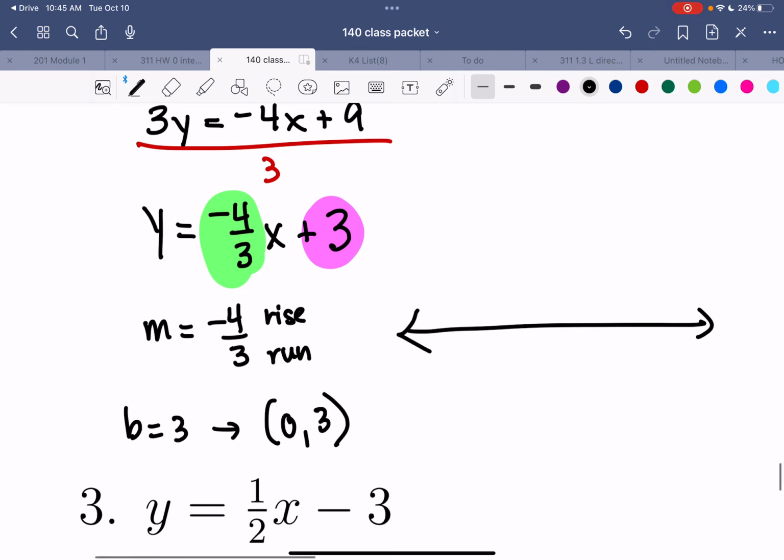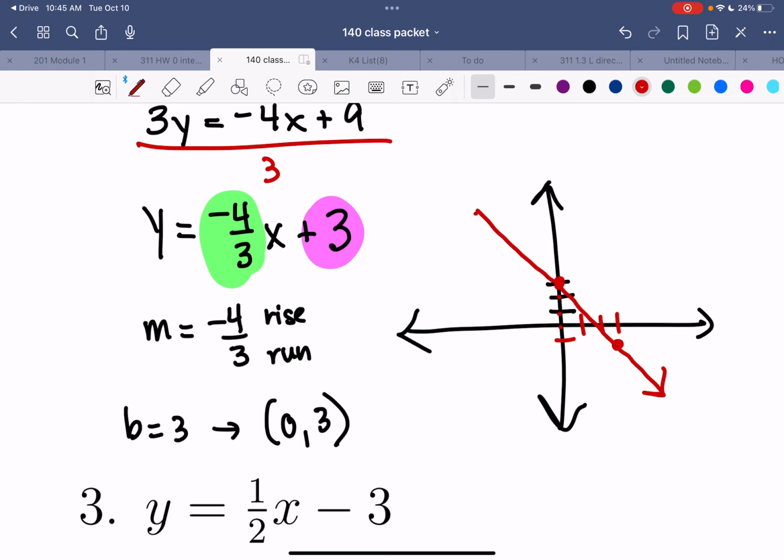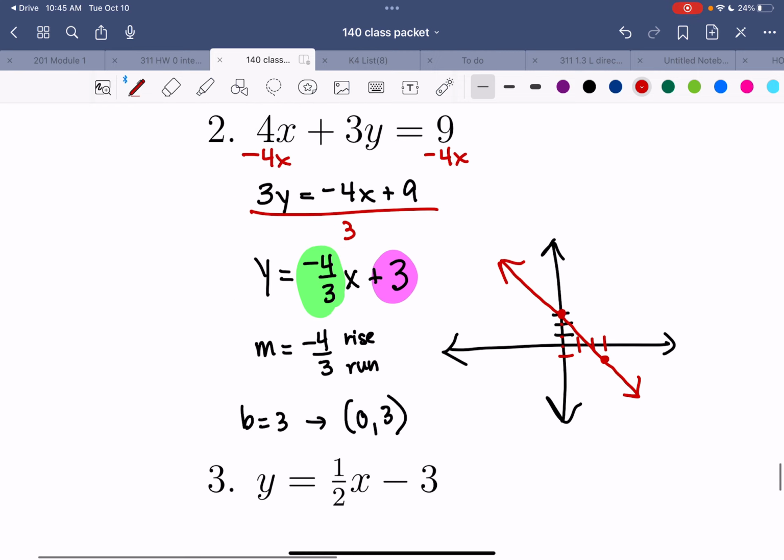So if I draw my axes, I want 0, 3. So that's 1, 2, 3. So right here is my y-intercept. And then I'm going to use that rise and run. Okay, so -4 is my rise. So that means I'm going down 4. 1, 2, 3, 4. And right 3. 1, 2, 3. And here's my next point. And I only really need 2 of them to be able to connect it. Okay, again, the slope is negative, so it's going down as we look at it from left to right.